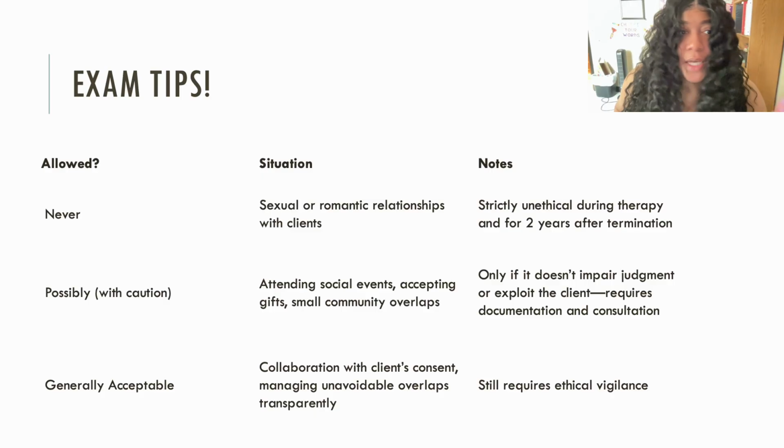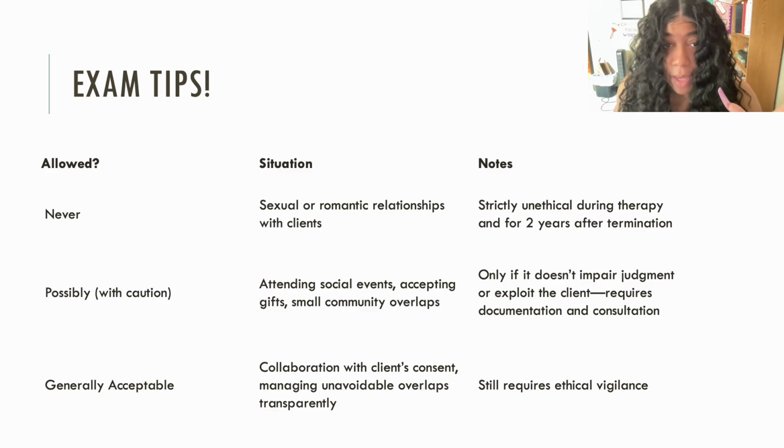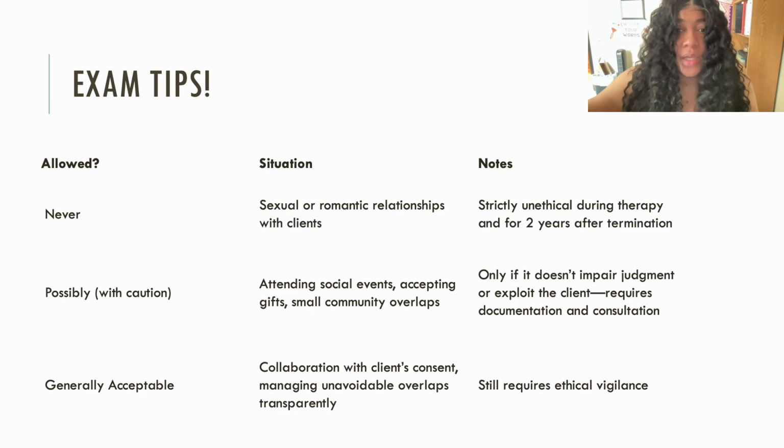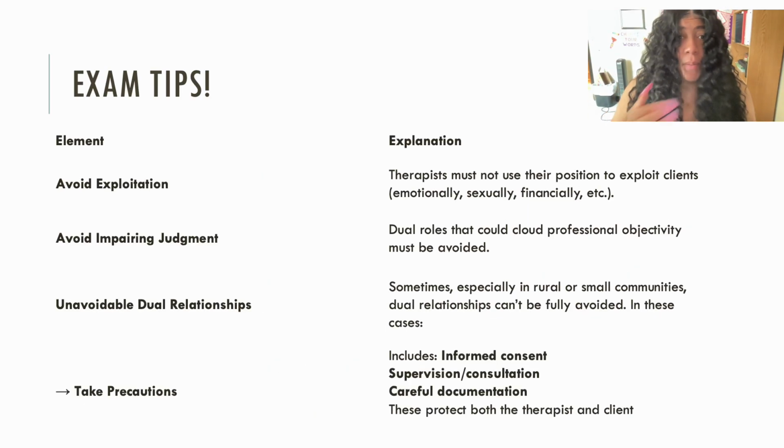Here we are. Some exam tips. Never have sex with your clients or romantic relationships, even 2 years after termination. You should never be doing it. Again, pay attention to how those questions are worded. Right? Social events, caution. You want to look at it as if, is it going to impair my judgment? Can I exploit my client? Documentation and consultation. What's generally acceptable? Overlapping roles in small communities, right? Gifts with the intent, with clear boundaries that have been put in place. Makes sense? I hope I'm making sense.